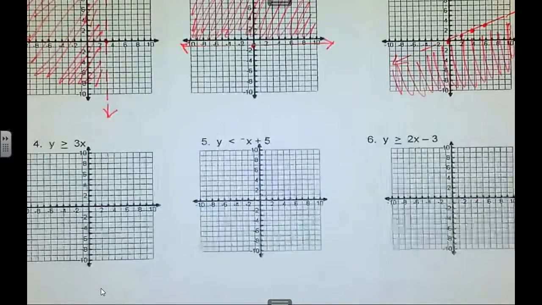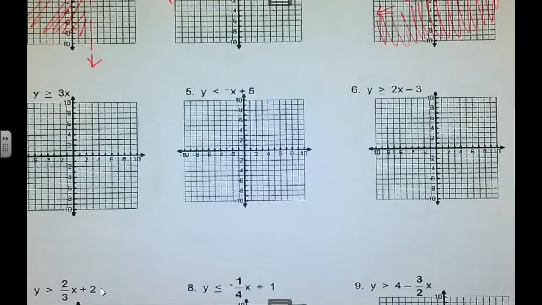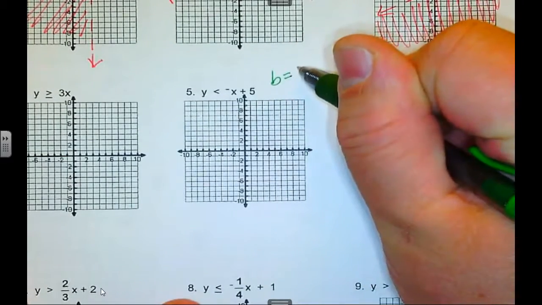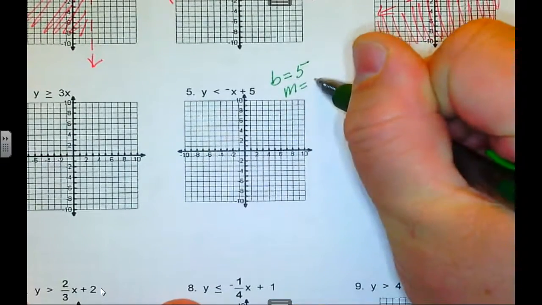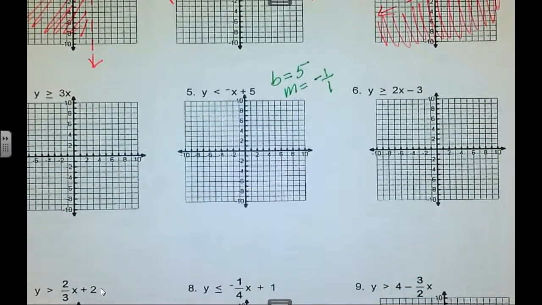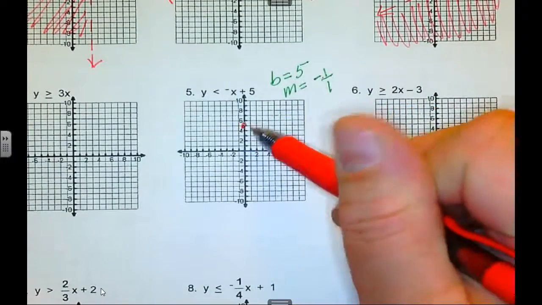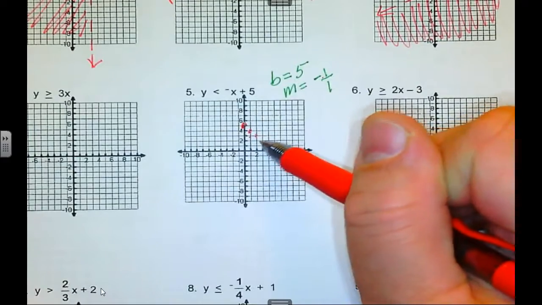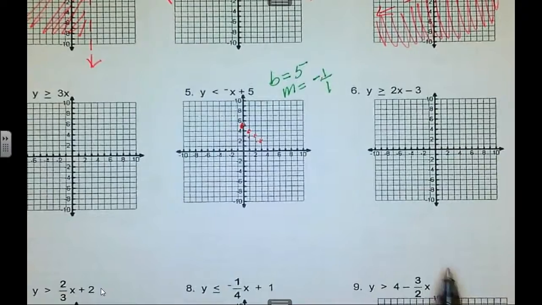Let's look at number 5. What is my y-intercept? Well, my slope is what? Okay, so I start at 5. I'm going to go down 1 to the right 1, down 1 to the right 1. Solid or dashed?